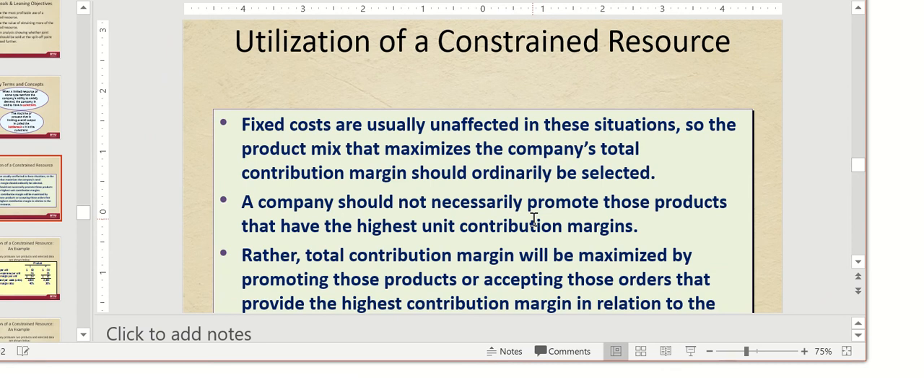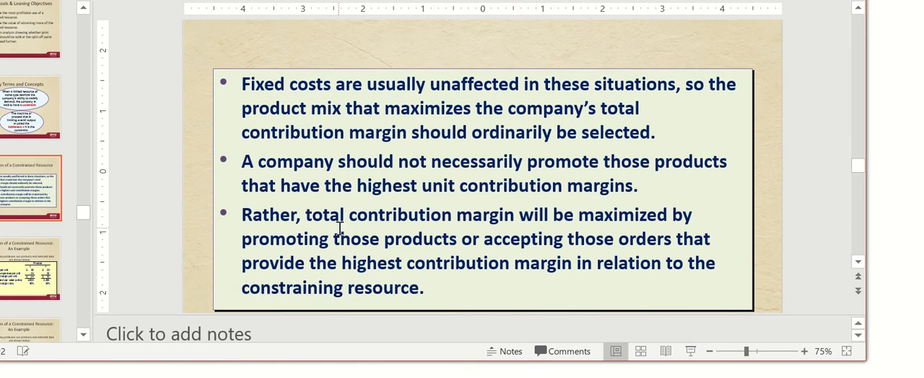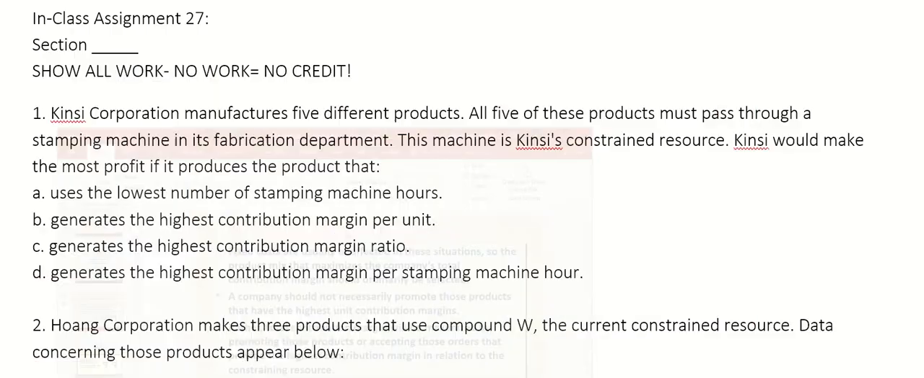Every company has a sales mix if they have multiple products. We'll sell more of the product that makes us the most money, right? That's the whole goal. But if you have a constrained resource, then instead of just looking for the highest contribution margin, the total contribution will be maximized by promoting those products or accepting those orders that provide the highest contribution margin in relation to the constrained resource. So whatever is going to make us the highest contribution margin per constrained resource.